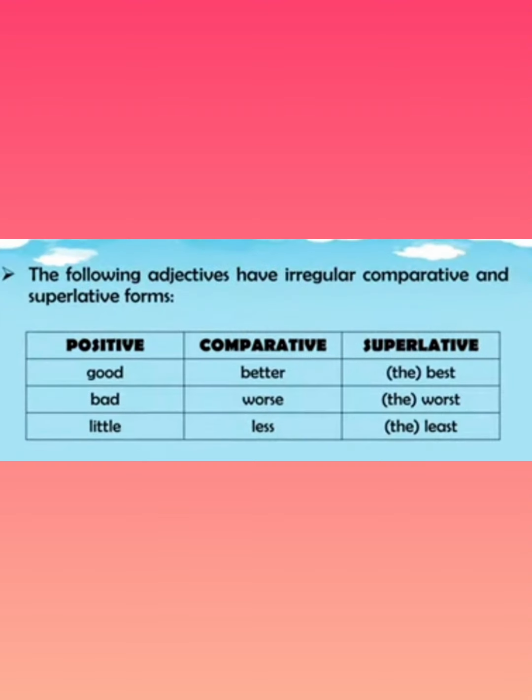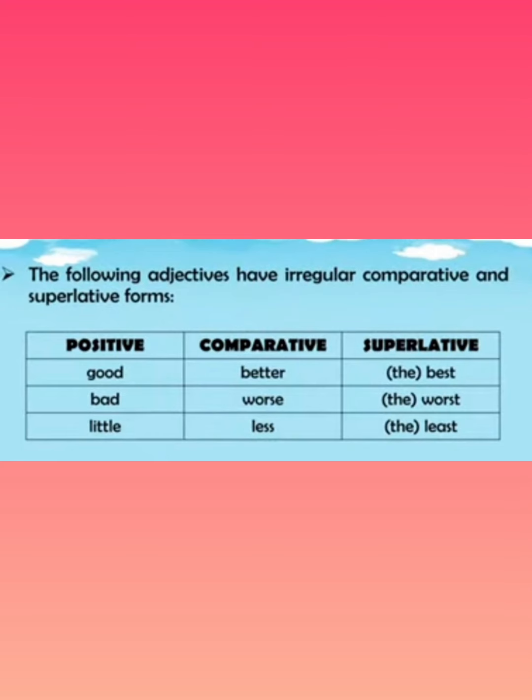Rule number 6. Some adjectives have irregular comparative and superlative forms. For example, good, better, best. Bad, worse, worst. Little, less, least. Much, more, most, and so on.